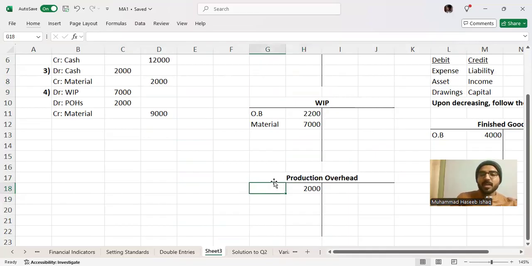And what name do we have to write here? We have to write the name of the opposite account, the opposite account that is being credited. So obviously the material account is being credited. So we will write the material name here.